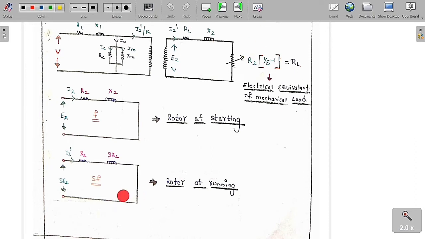The same circuit you can draw, redraw, or skip in another form, which is S into E2, R2 into SX2, this is the I2 dash. So this is the rotor at the running condition. You can use either this one for the starting condition, and this is for the running condition, and the rotor frequency is equal to S into supply frequency.